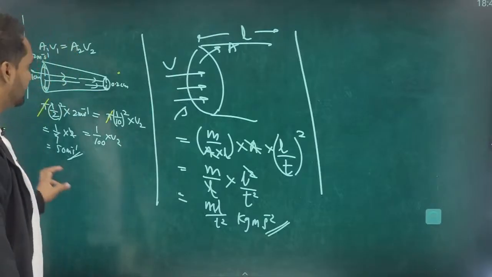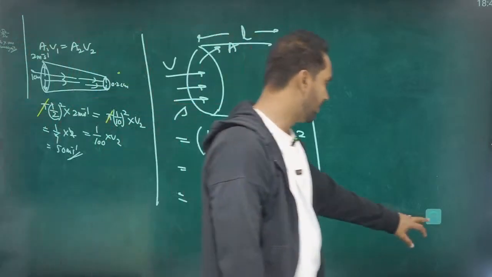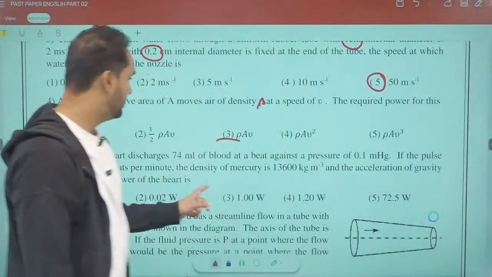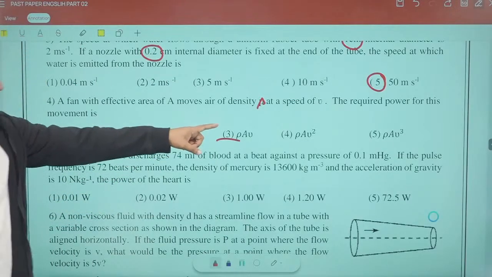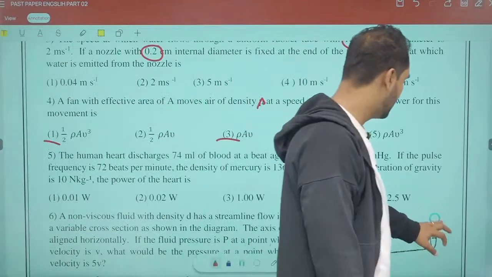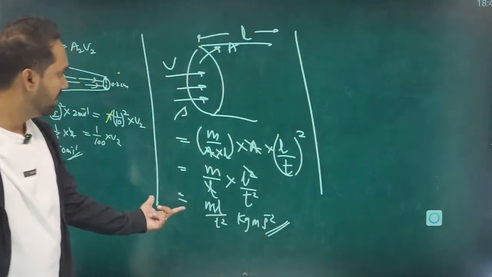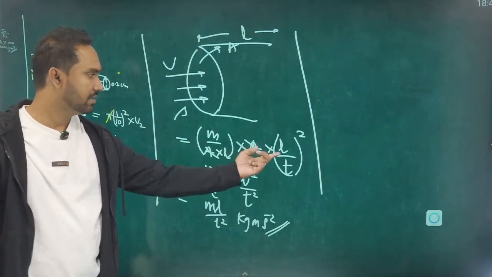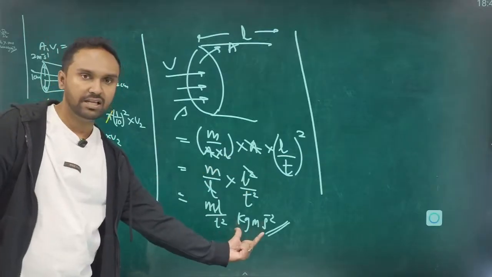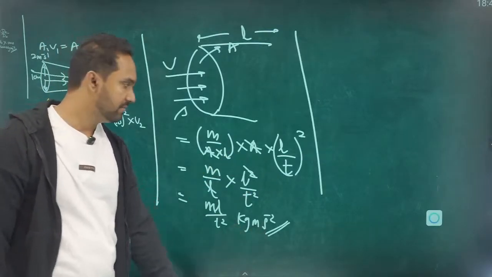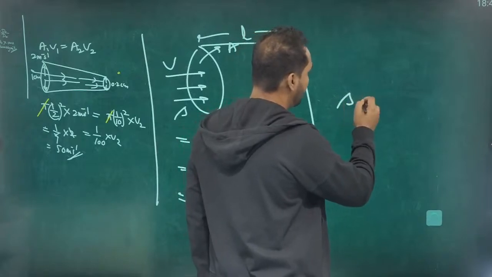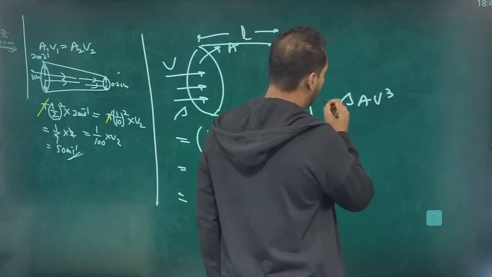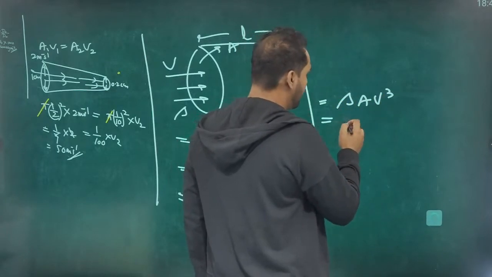So we will try the cube one. Did you understand that was force? And there's a cube as well, rho AV cube. So I'm going to check rho AV cube. If we put rho AV square, the units will be kg m s to the minus 2, and that didn't work. So I'm going to put rho AV cube.